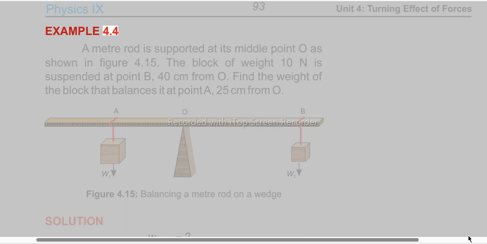Example 4.4. A meter rod is supported at its middle point O as shown in figure 4.15. The block of weight 10 N is suspended at point B, 40 centimeters from O. Find the weight of the block that balances it at point A, 25 centimeters from O. Figure 4.15, balancing a meter rod on a wedge. Solution.